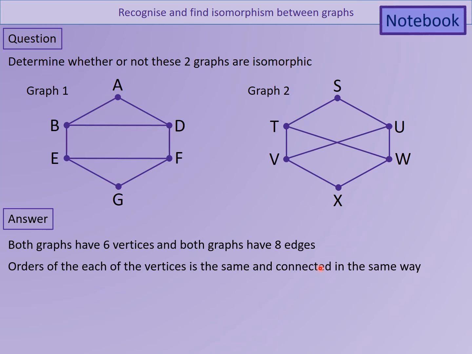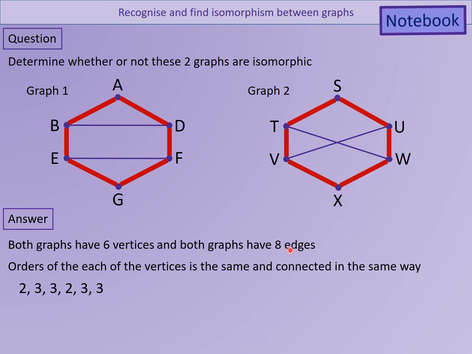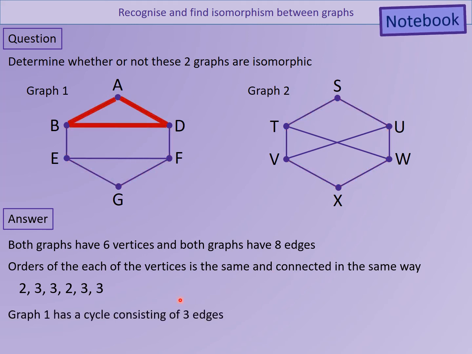Is the order of each of the vertices the same and connected in the same way? So for example, if I looked at going round, I would be going 2, 3, 3, 2, 3, 3, back again. Perfect. What about this one? 2, 3, 3, 2, 3, 3. Absolutely spot on. So those 2 are definitely going to be isomorphic so far with the first 3 checks. But then you get to the last one.